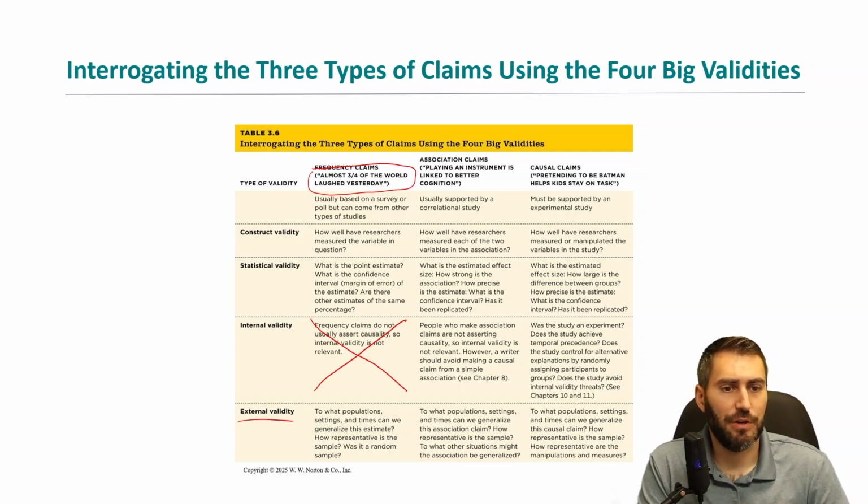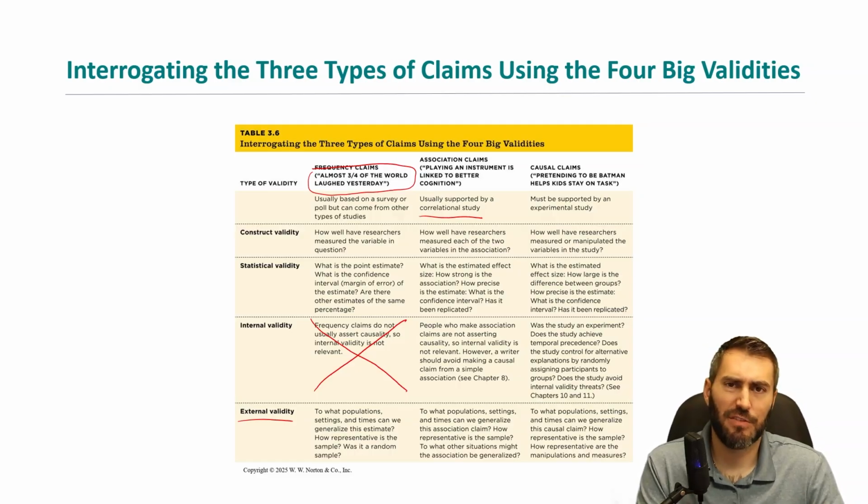Association claims, let's look at those. Again, these are looked at primarily through a correlation. And for construct validity, same thing, but now we need to look at both variables. So do we do a good job operationalizing both of the variables that we're looking at in this association or in this correlation? And if we do, fantastic. But now we have to think about both of these variables.